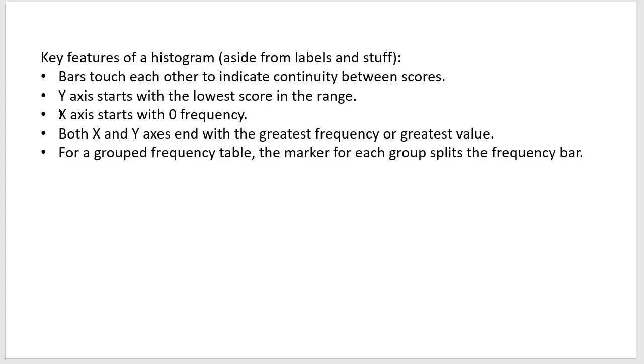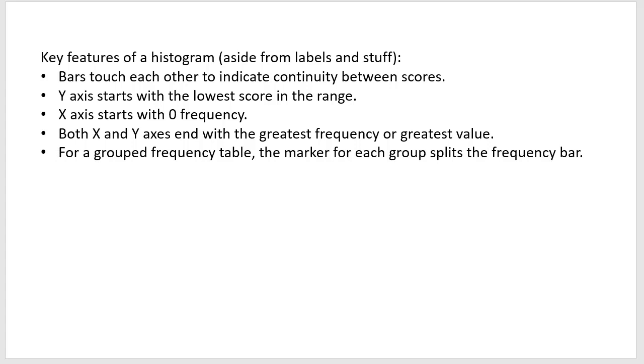X-axis starts with 0 frequency. So at the point between the x and the y-axis, there will be a 0 and 0 for this particular example. Both the x and y axes end with the greatest frequency or their greatest value. And for a group frequency table, the marker for each group splits the frequency bar.